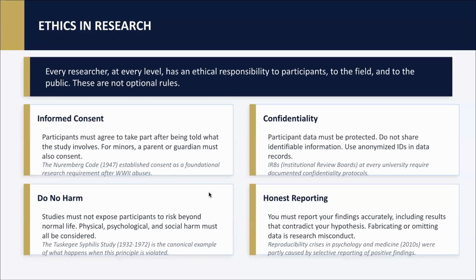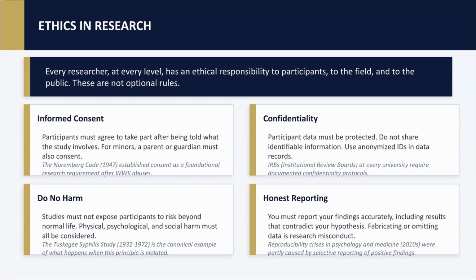So, ethics in research. Every researcher at every level has an ethical responsibility to participants, to the field, and to the public. These are not optional rules. So, informed consent. Participants must agree to take part after being told what the study involves. For minors, a parent or guardian must also consent.